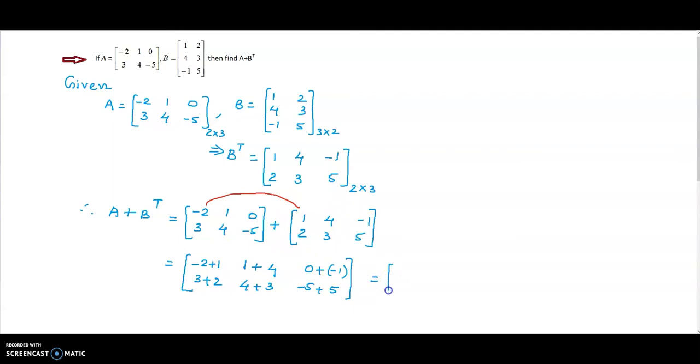So let us now write the sum. Minus 2 plus 1 is minus 1. 1 plus 4 is equal to 5. 0 plus minus 1 is minus 1. 3 plus 2 is equal to 5. 4 plus 3 equals 7. Minus 5 plus 5 is equal to 0. So this is the value of A plus B whole transpose.